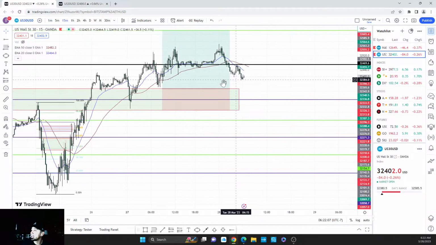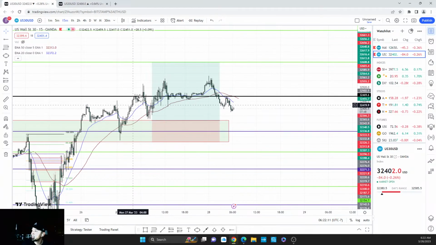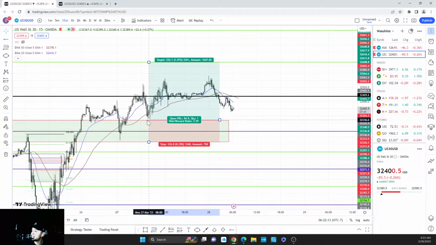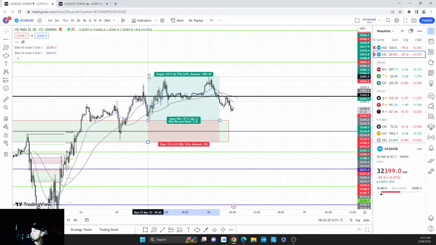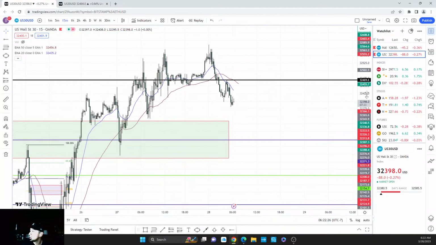But here, I do like this positioning. You can see this is the trade that I wanted yesterday. Price came back, just missed it by what? We could call that a win. That was the trade that I called yesterday and got, at its height, 247 pips, 1 to 2 ratio. That's not that bad. But we didn't take that trade.